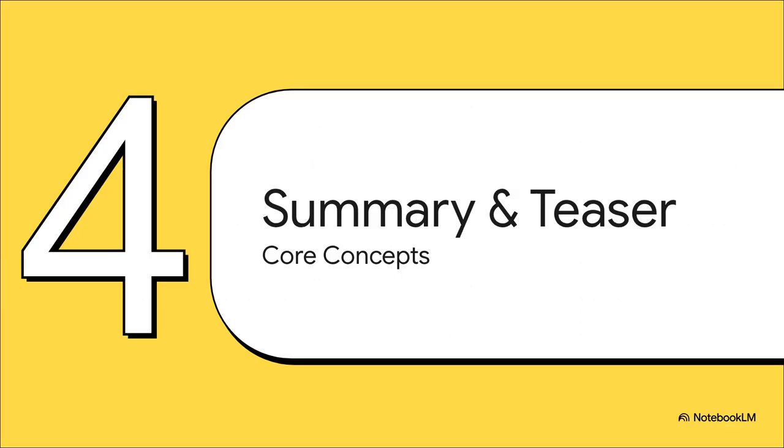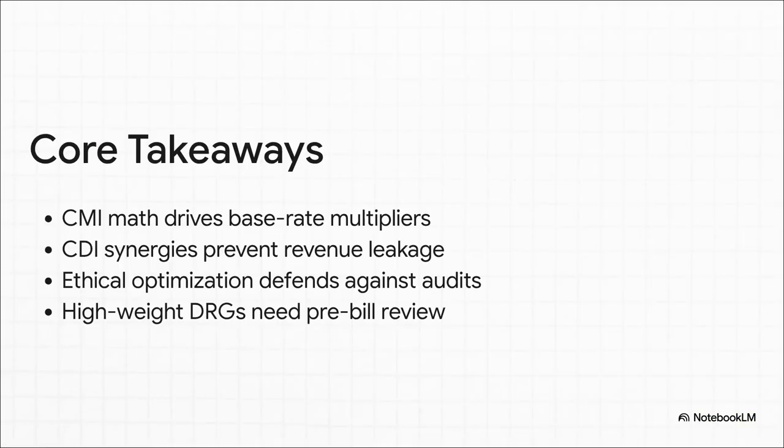Let's wrap things up with Section 4, summary, and a quick teaser for what's next. Here are your core takeaways from today's explainer. First, CMI math is the engine of hospital revenue. It completely drives the base rate multipliers for every single claim. Second, CDI synergies act as a shield, stopping massive revenue leakage through clear, concurrent documentation. Third, a strict policy of ethical optimization is always your absolute best defense against payer audits.